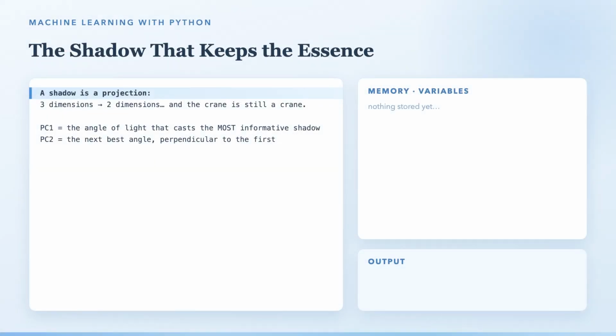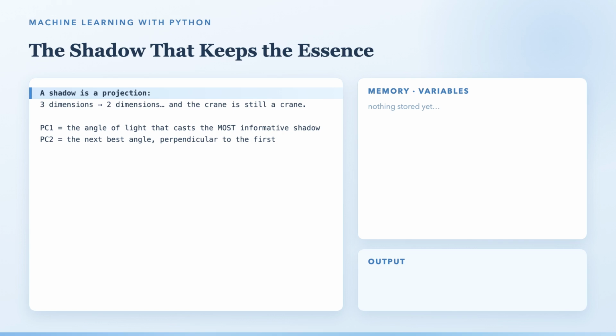Here is the whole idea of PCA, in a single beam of light. Kiko holds a folded crane up to the window. Look at its shadow. The crane has depth. The shadow is flat. And yet, you can still tell it's a crane. A shadow is a projection. 3 dimensions, pressed gently into 2.